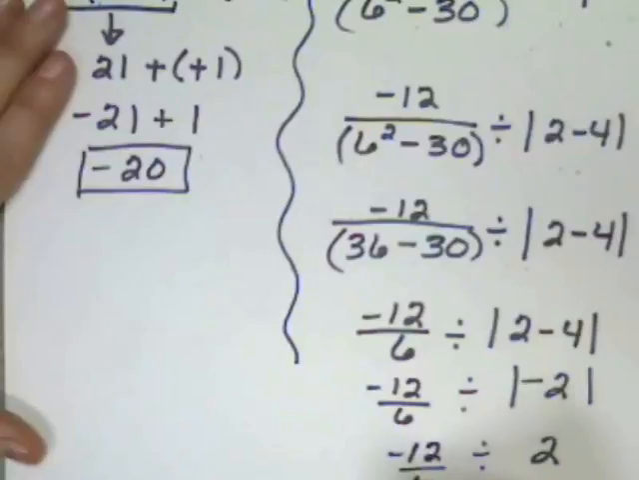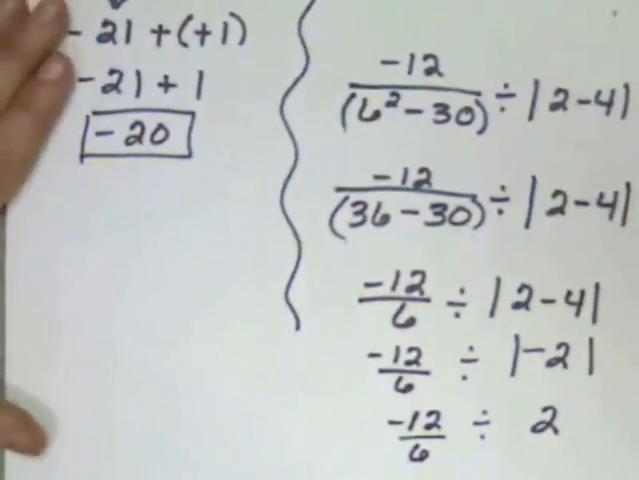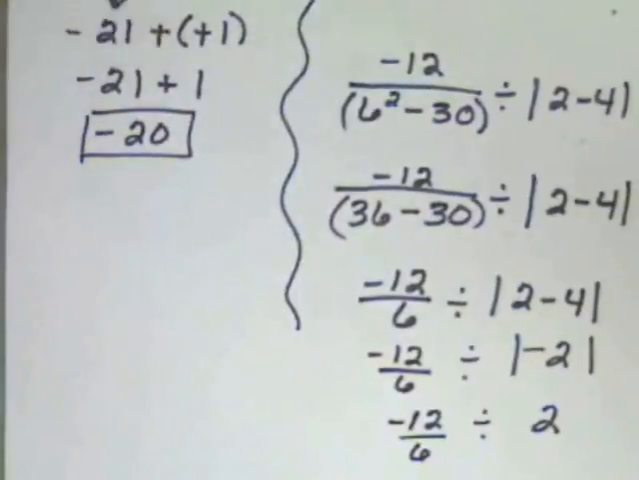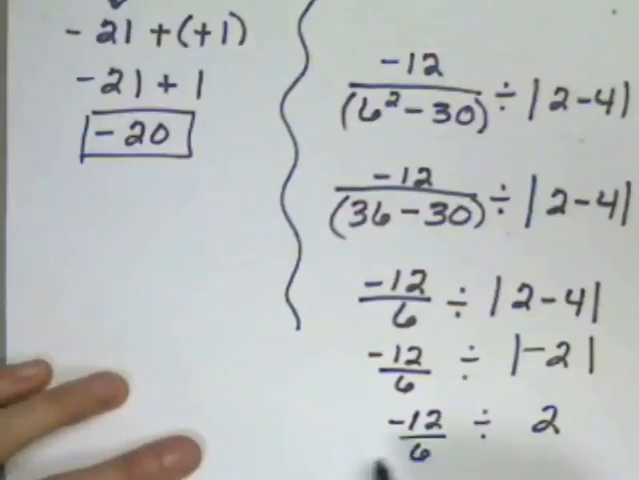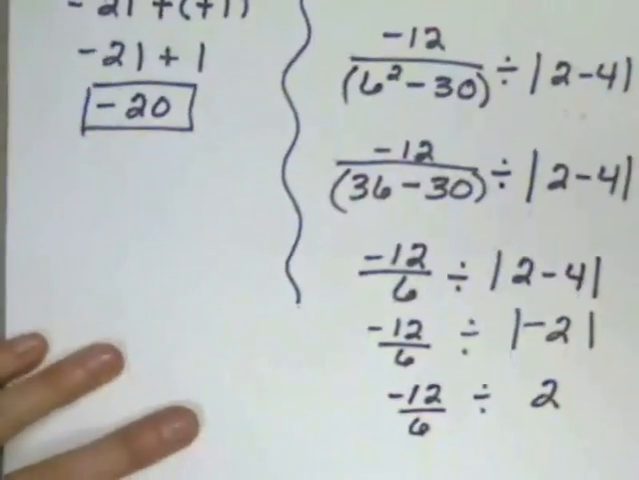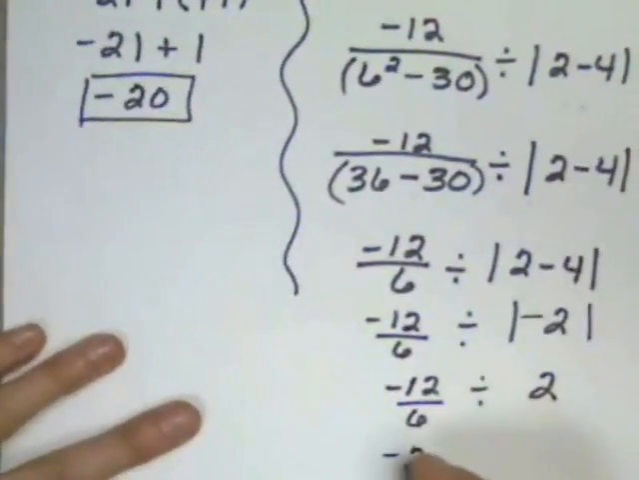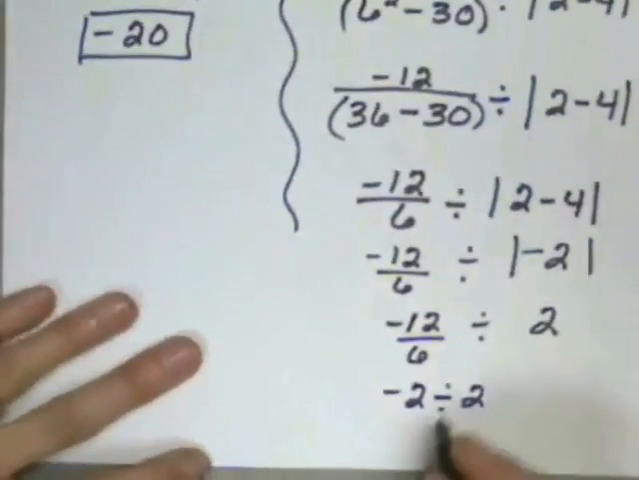Negative 12 divided by 6. You look at it now and say, okay, do I have any parentheses? Answer is no. Any exponents? No. Multiply or divide? Yes. Start left to right. So negative 12 divided by 6, we'll take care of that now by getting negative 2 divided by 2. And when you divide that, you get negative 1.